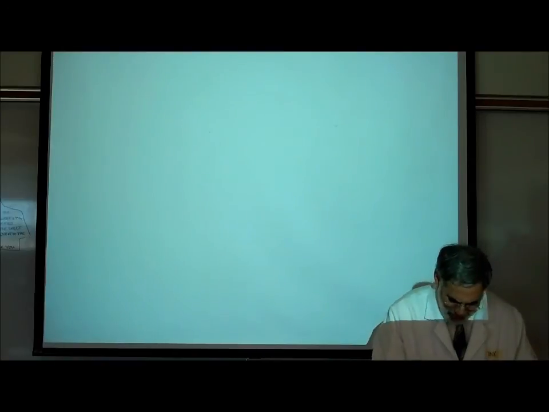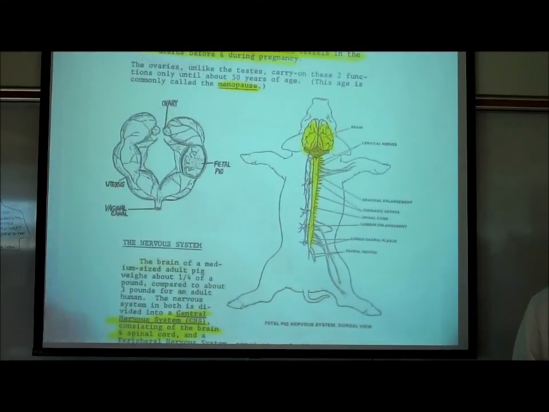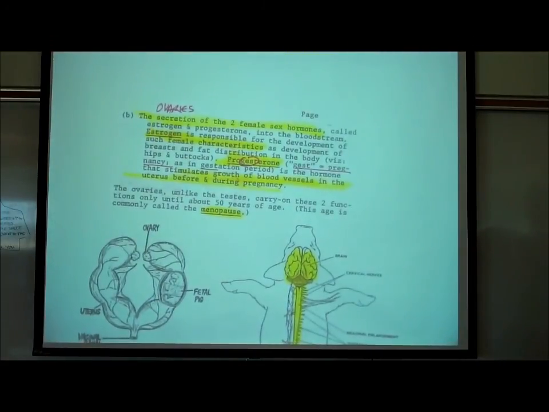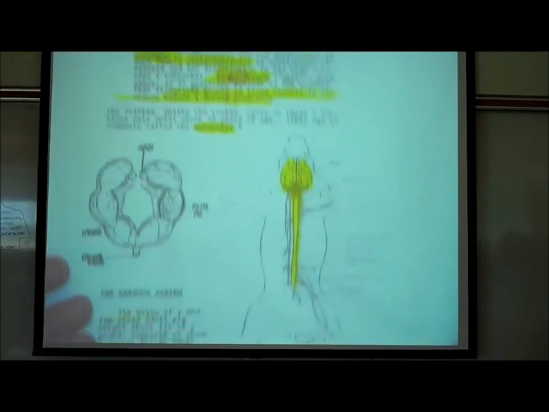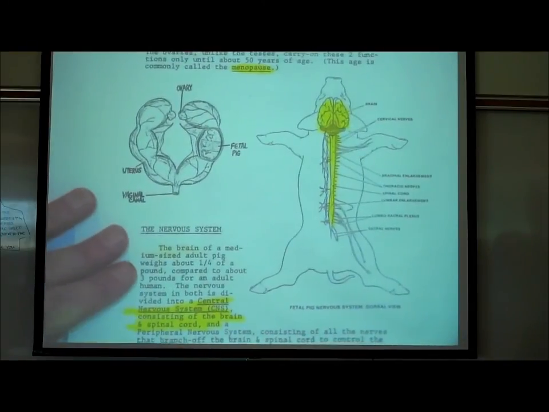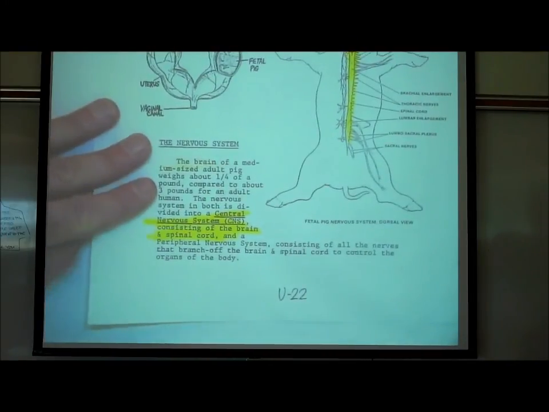The next thing I'd like to cover that you're responsible for is let's take a look at page U22. Now, section U is all about the PIGGIE, and I'm going to cover a number of things here, but let me begin on U22.